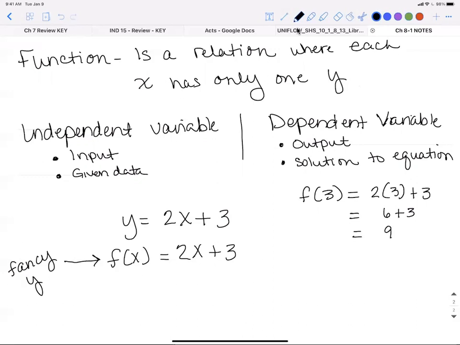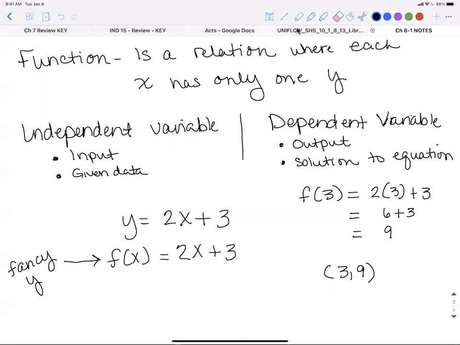So my input was a 3. My output or my result when I ran that 3 through the equation was a 9. So my ordered pair that this produces is (3, 9), because 3 and 9 are kind of bound together, because in this function, when I input a 3, it outputs a 9. If I were to input a 5, I'd get an output of 13, right? If I input 10, whatever input you put in is going to change the output.